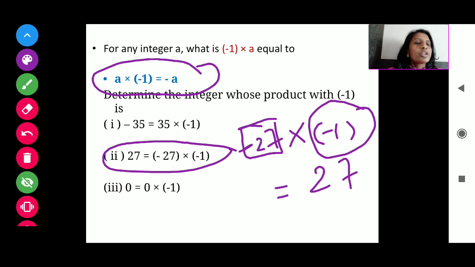Why? Because we know 27 ones are 27, but we have to adjust the sign. Here it is a positive sign, so minus and minus will be positive. Now your answer is 0. As you know, when we multiply any number with 0, your answer will be 0. So nothing else, you have to multiply minus 1 with 0. So your answer will be 0.